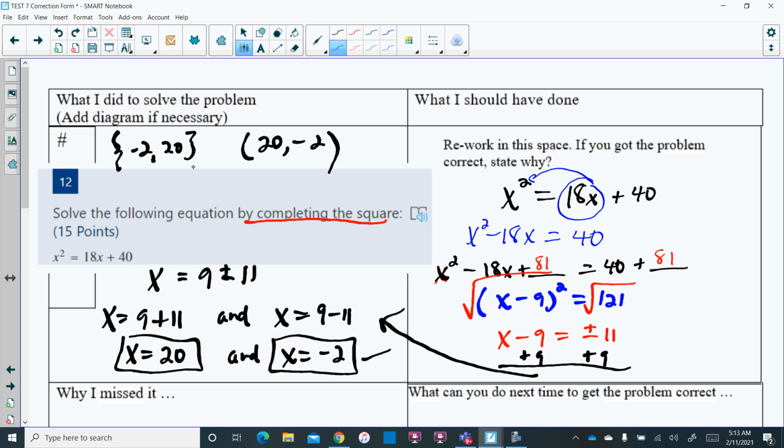So thank you for taking care of that. Once you're done with this, then you can do your Khan Academy assignment. All right.